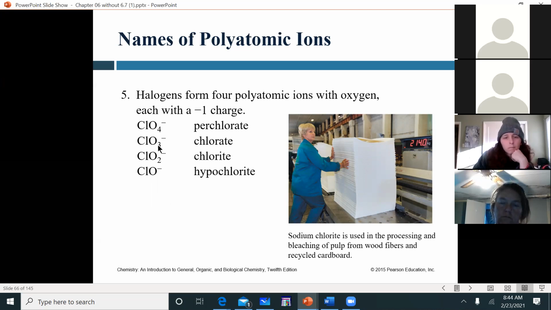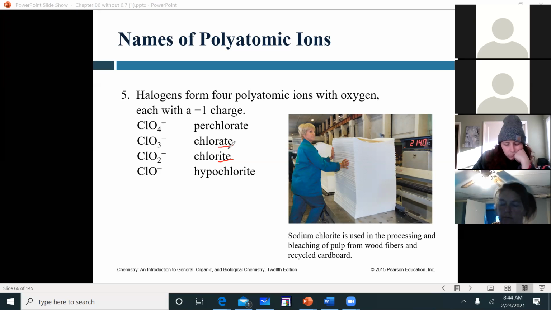Here is a sequence. There's the chlorate and there's the chlorite. So remember, chlorate and chlorite are related by one having one more oxygen, one having one less oxygen. What if instead of dropping one oxygen, I actually dropped two oxygens?